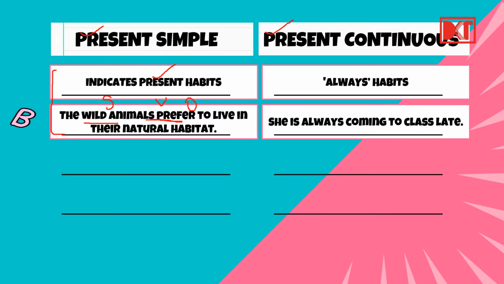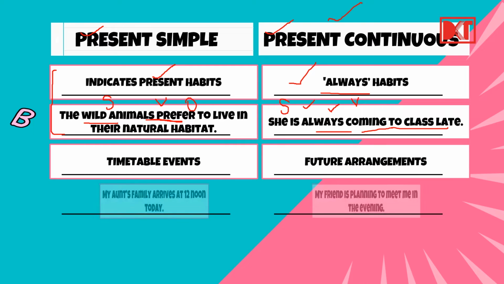Alright, but for present continuous, when we talk about habits, as always, for example, she is always coming to class late. So how did we form this? Subject plus either is or am or are, then we have inserted an always, and coming, which means come plus ing, and the object. Alright, so present habits are indicated by present simple and always habits are indicated by present continuous. Let's move on.